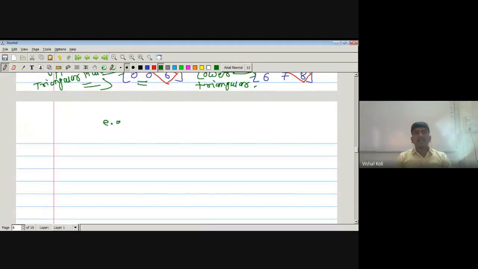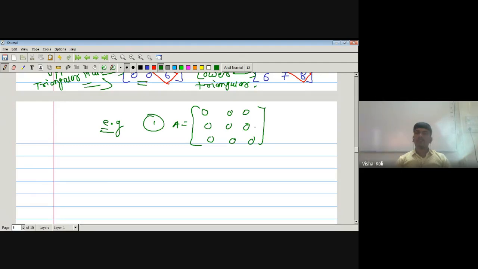For example, if we take the null matrix 0 0 0, 0 0 0 and 0 0 0, so this will be a matrix A, which is a null matrix. Here all the elements in the given matrix are equal to 0, that is, all the elements below the main diagonal are 0, all the elements above the main diagonal are also 0, and the elements on the diagonal line are also 0. Therefore this matrix is both upper and lower triangular.